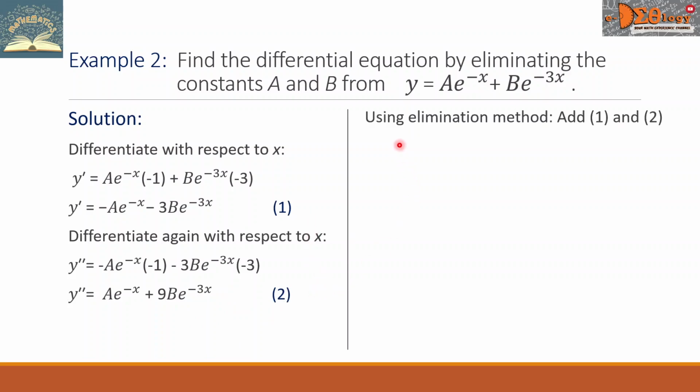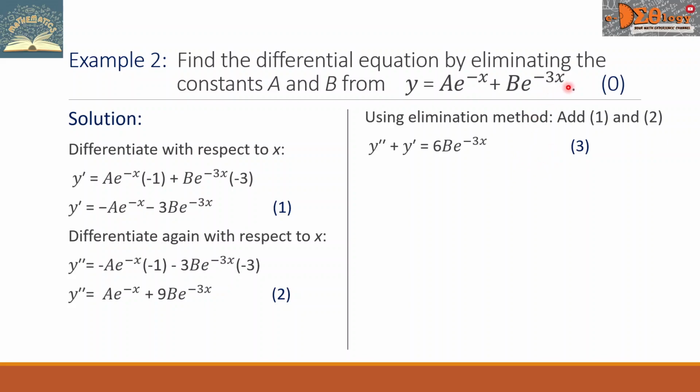Next thing to do, let us use elimination method. Let us add equation 1 and equation 2. If we do that, the variable a will be cancelled. So the left side becomes y double prime plus y prime is equal to 6 times b times e raised to negative 3x. This is now equation 3.